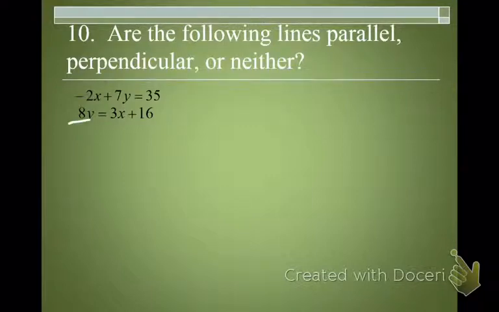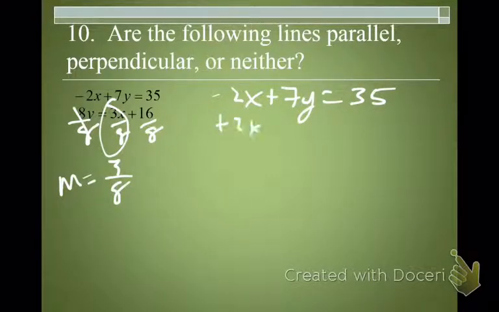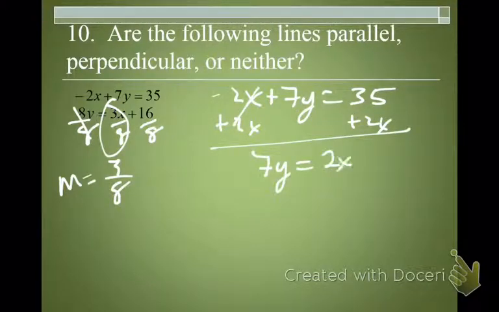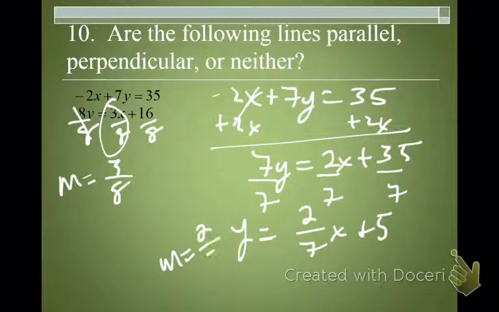Okay, what'd you discover? The slope for this second line is easy enough to find. Divide everything through by 8, and the slope ends up being 3 over 8. This other guy, we got to do a little bit of work to. Right, so we're going to add 2x to both sides, because we're going to work on getting y by itself. And then divide through by 7. And so the slope here is 2 over 7.